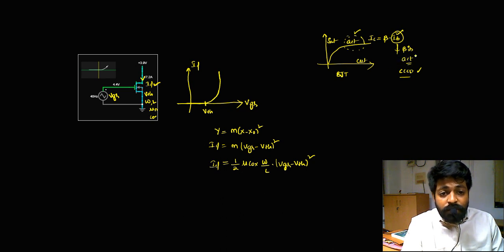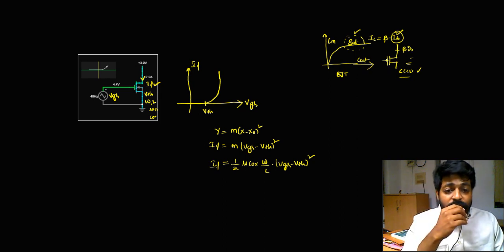If you see, now we have a MOS transistor. Now coming to the operations over here, the MOS transistor can be operated in the saturation region, the linear region, and the cutoff region.